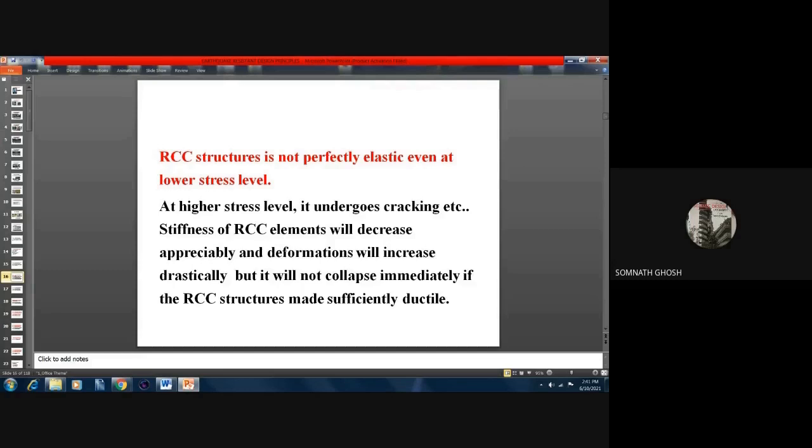But if the stiffness of structure element decreases, how much has it decreased? In recent codes, they are saying that when you are going for earthquake analysis, then the beam stiffness should be reduced to a particular level. Column stiffness should be reduced to a particular level.